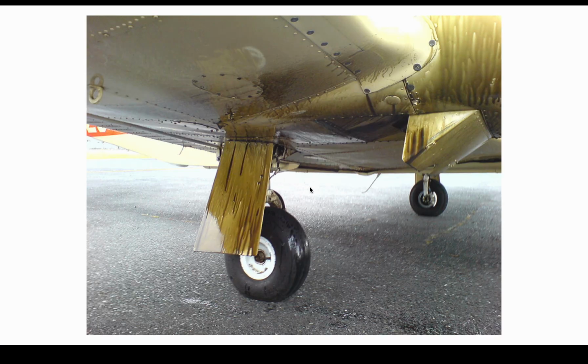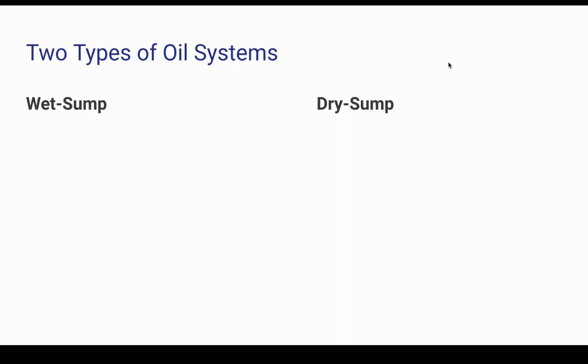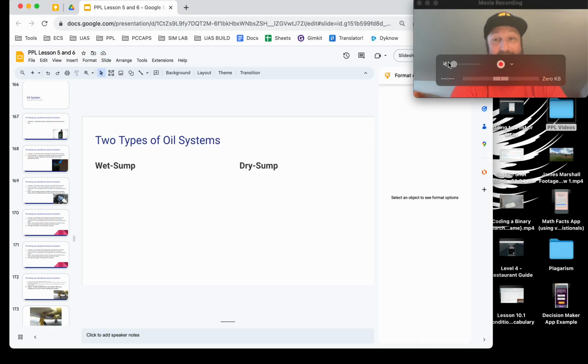This is what oil looks like when it comes out of an engine. This one blew a line or something happened here and it just ran all over the plane. Obviously, this is not what you want, but there you go. You can see all that dirt and everything that's been collected from the inside of the engine and put in there.